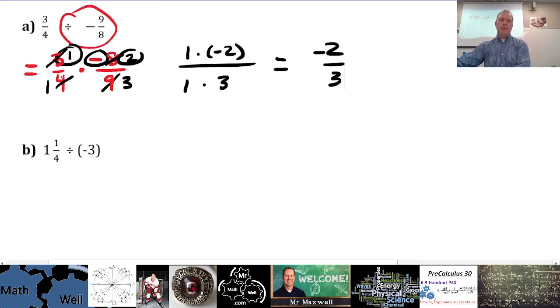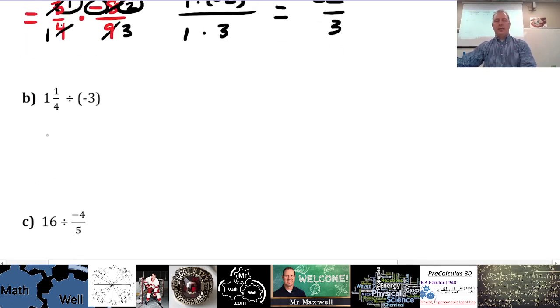All right. B, I'll do one more example with you, and then I'll get you to do the rest on your own. So B says 1 1/4 divided by negative 3. So two things have to happen here. We have to change our fractions into improper fractions if they're mixed. So this is going to be 5/4. And this number here should be written as a fraction as well. Then you can flip and multiply. So 5/4 times, and where the negative is, it doesn't matter. I'll put it on the bottom this time to stay with 3 there.